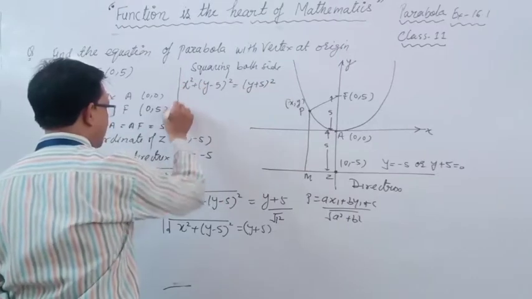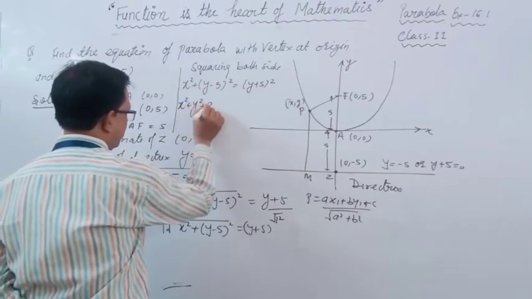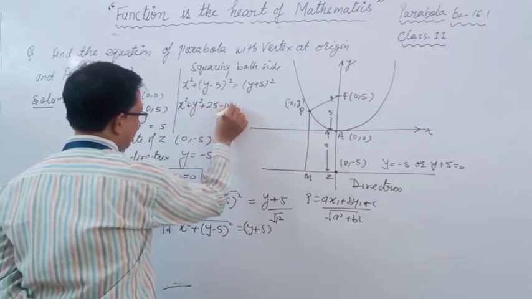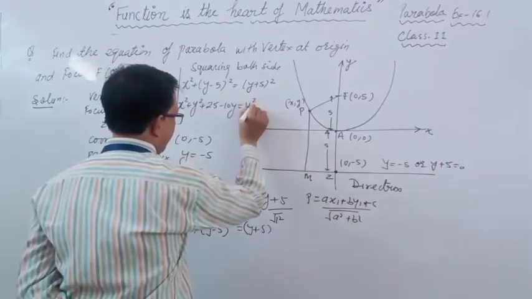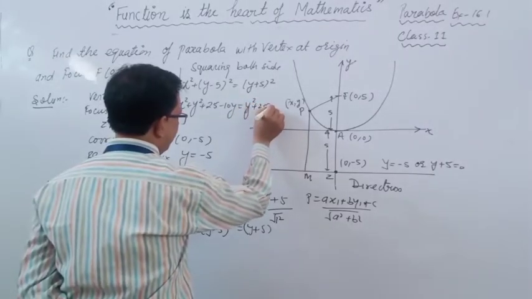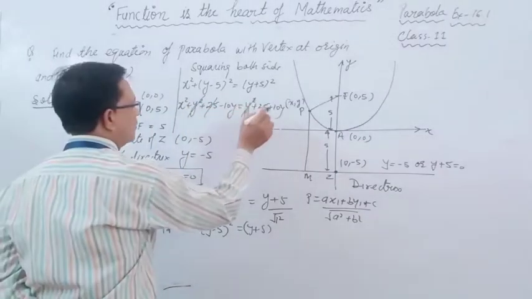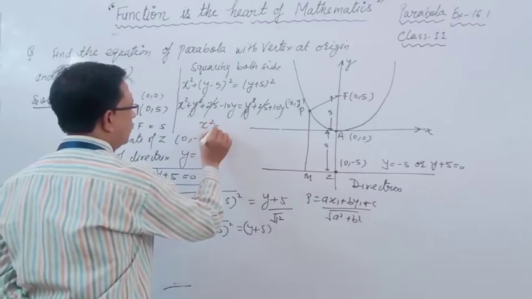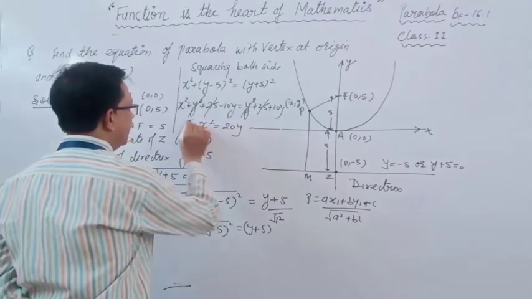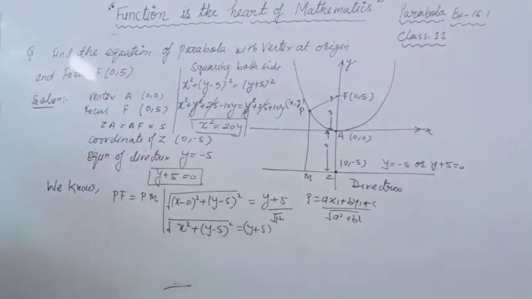We get x square plus (y minus 5) whole square is equal to (y plus 5) whole square. Now we open the brackets. This is x square plus y square plus 25 minus 10y, equal to y square plus 25 plus 10y. So the y square and 25 cancel out, and x square is equal to 20y. This is your final answer. Students, note down, this is the equation of the parabola.